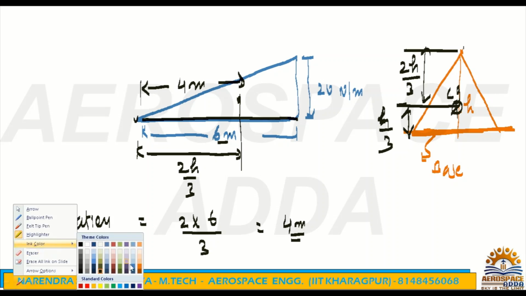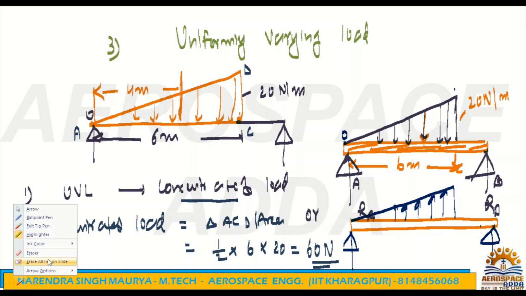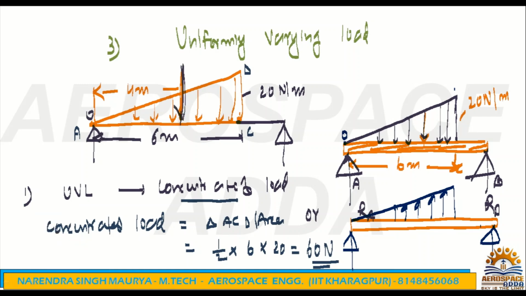Now if you talk about the CG location for this UVL, from this side our distance of 4 meter will be somewhere here. So this is 4 meter. Whatever UVL you have converted into a concentrated load, the magnitude of this is nothing but 60 Newtons. Your 60 Newton is acting here. Now once you have converted the UVL into a concentrated load, there is no use of 20 Newton per meter and all. That's all. This is all about the uniformly varying load.